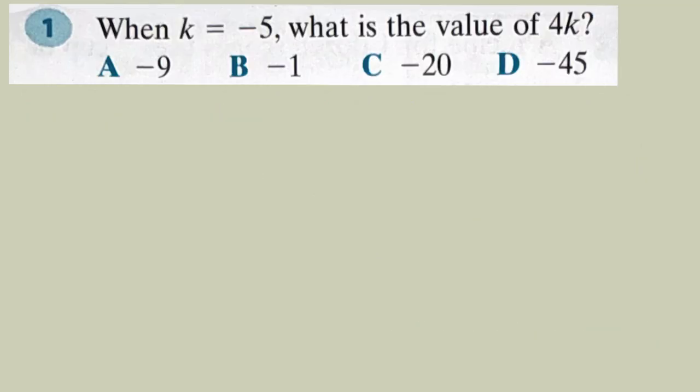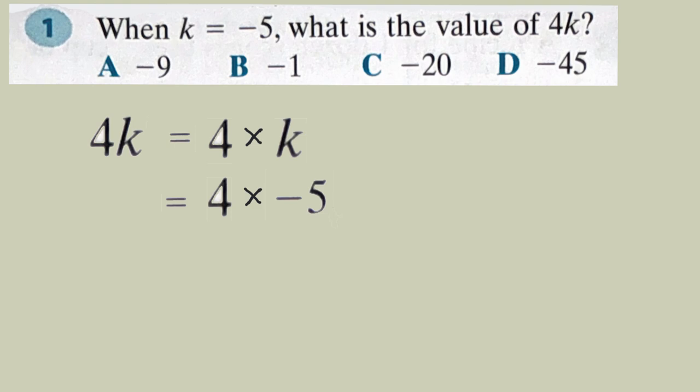This question is very similar to the question in the standard level, but this time our value for k is a negative number, -5, and what we're doing is finding the value of 4k. So 4k could equally be written as 4 times k. Now when we substitute k for -5, 4 multiplied by a negative number will be a negative number. So 4 times 5 is -20. So we'll just highlight C for -20.